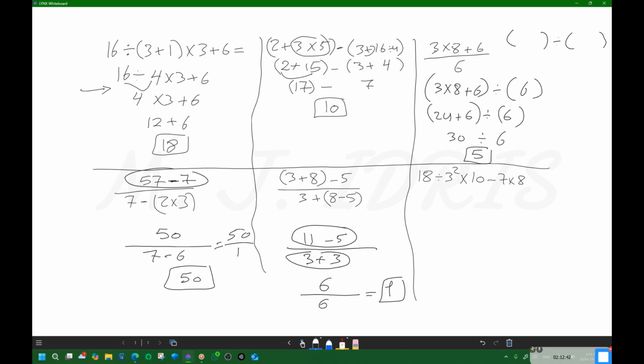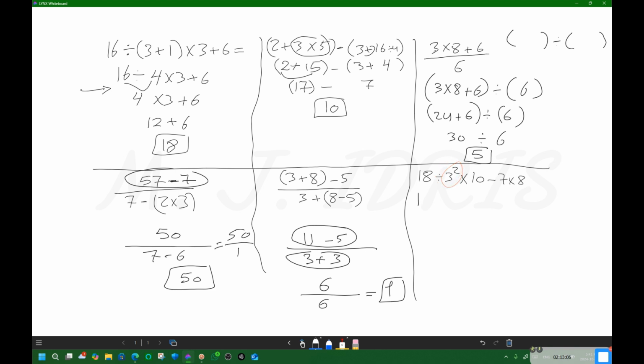As for this one now, how many operations can we see? I have division, multiplication, subtraction, multiplication again, and indices or powers. Out of these operations, which has the first or the highest priority? The indices here. So I'm going to solve the indices first.